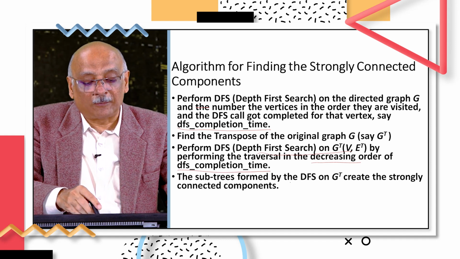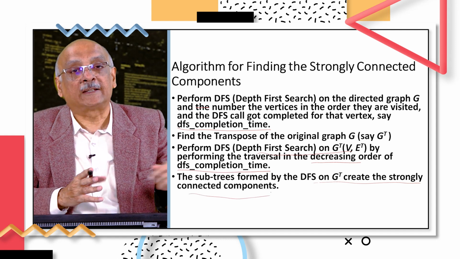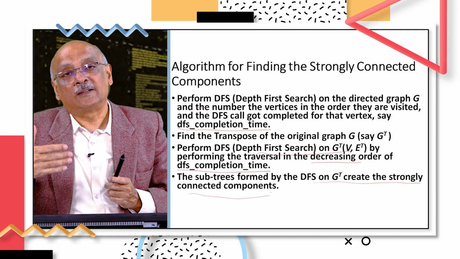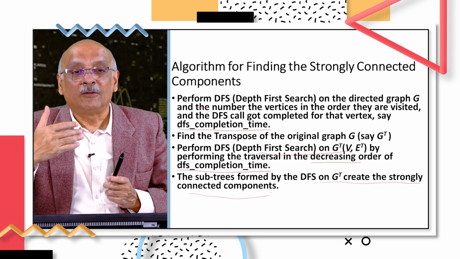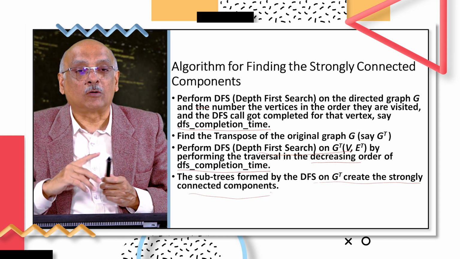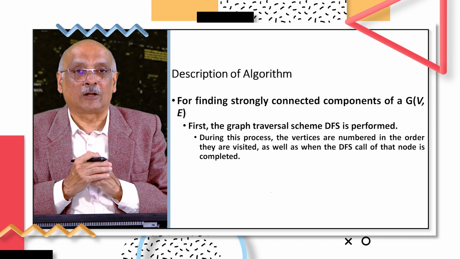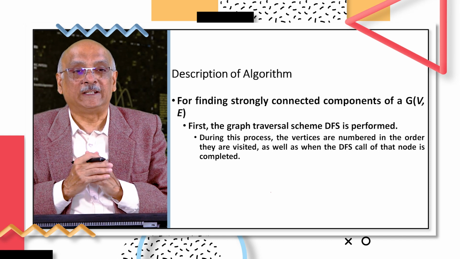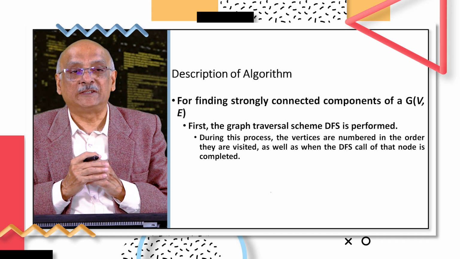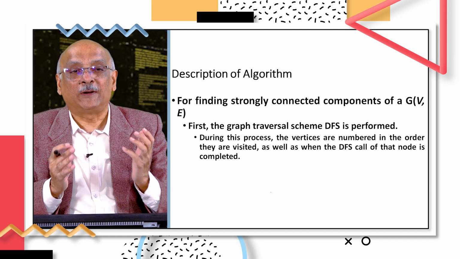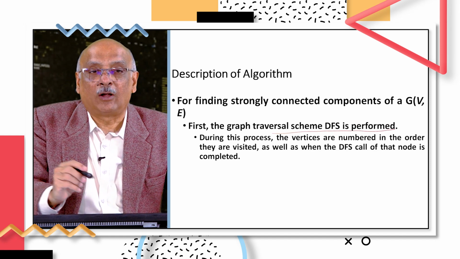The subtrees formed by the DFS on GT create the strongly connected components. So as we do this activity, we will come across the final strongly connected components. Let us first describe this algorithm in a little more detail. For finding the strongly connected components of a graph G(V, E), the first step was the traversal scheme, DFS.